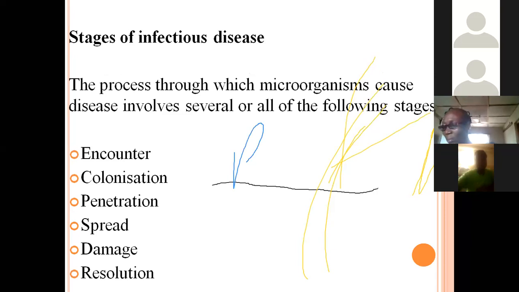What are the stages of infectious disease? The process through which microorganisms cause disease involves several or all of the following stages. The first one is encounter, that's coming in contact with the microorganism at the first instance. The second one is colonization. Colonization is replication, multiplication of this particular microorganism. Then penetration is the movement of the disease to other organs, and spread, and damage, the damage that will be done by this microorganism to the body. Then the last one is resolution.